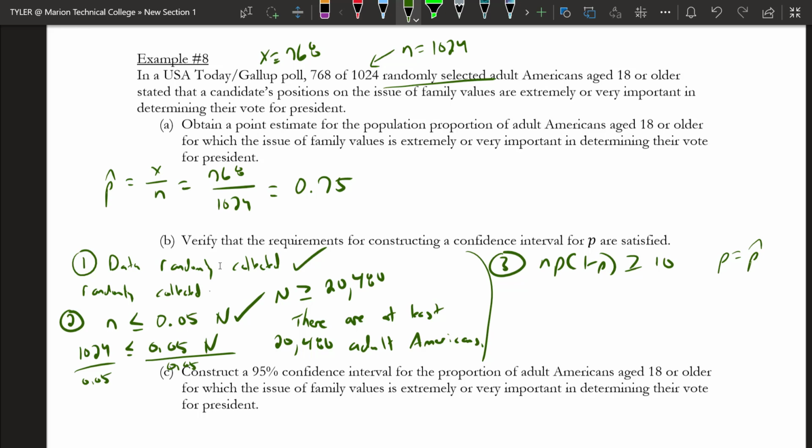Right, so if I plug p hat in for p, on the left-hand side of this, I would have 10,024 times 0.75 times 1 minus 0.75, which equals 192, and that's clearly bigger than or equal to 10, right? So that condition is also satisfied, right? So we verified all of those conditions then.